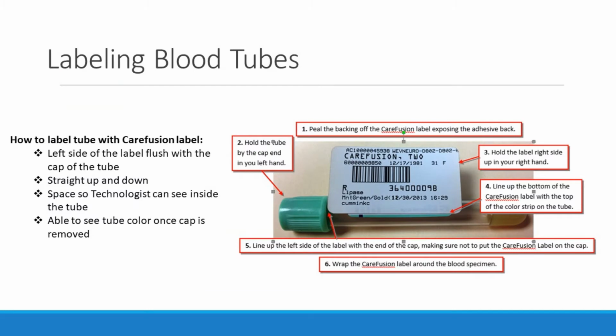So here's a picture of a properly labeled tube. This is a mint green tube. You want to hold the tube with your left hand and label with your right. Make sure that you can still see that color strip. If you look right under the label, you can see the mint green color strip. This is because our instruments take the cap off, and once that cap's off, if we need to add on any additional testing, we need to know what type of additive was in the tube. Depending on the additive, we may or may not be able to add that test that's being requested. We also need a window so that we can see how much specimen is in the tube and whether or not it's hemolyzed.